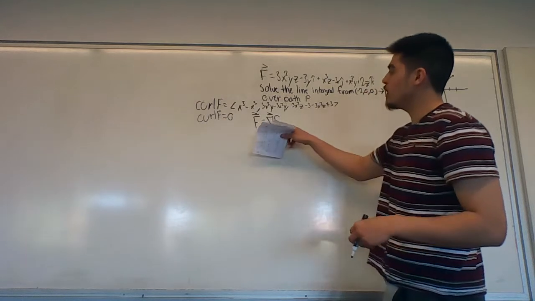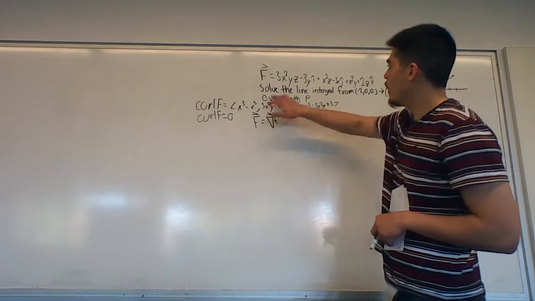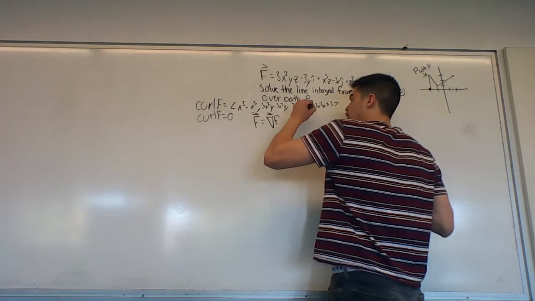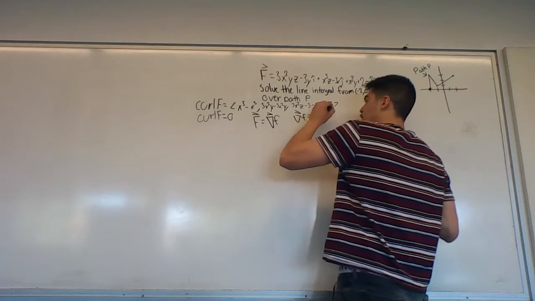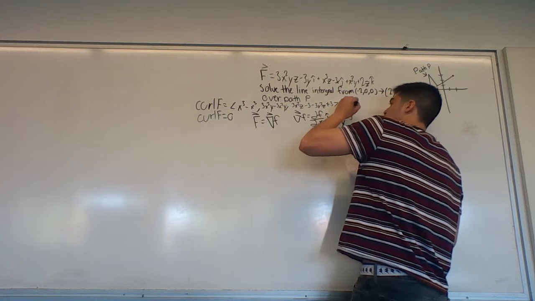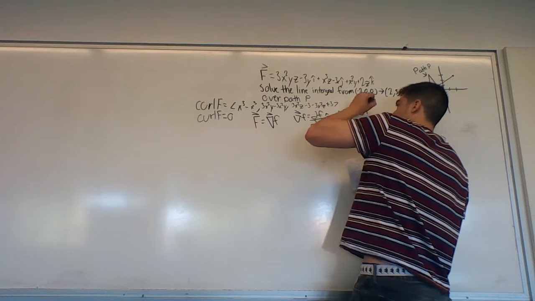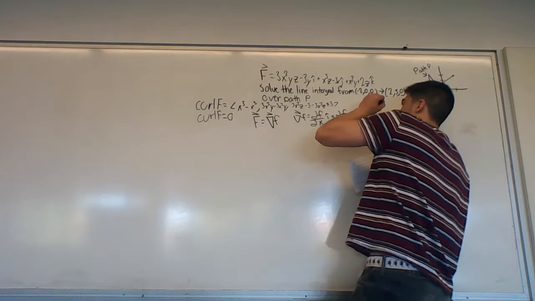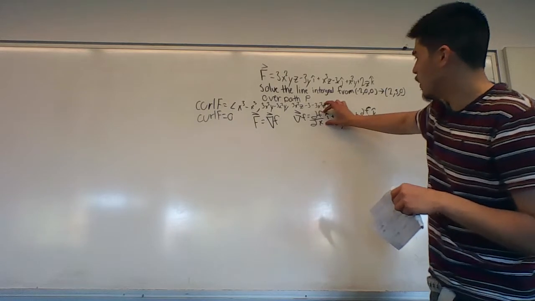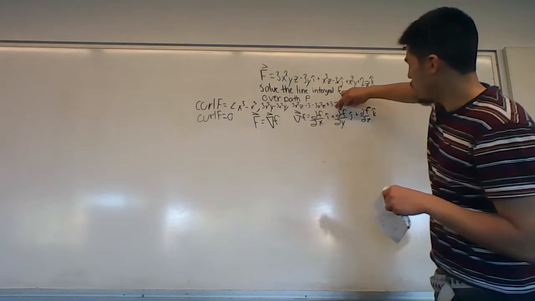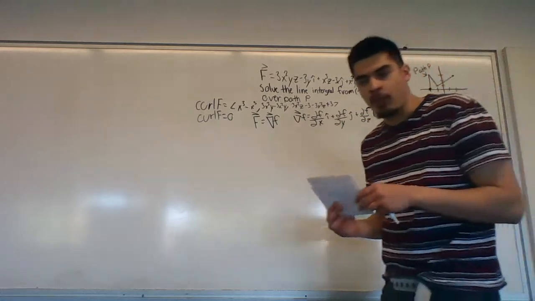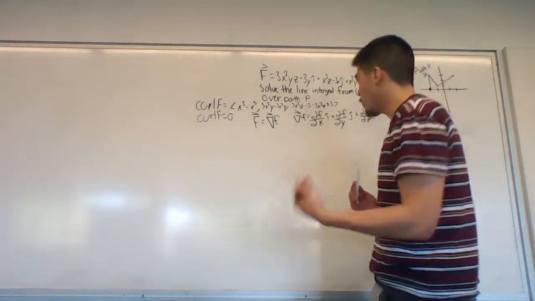So one way of solving this is by noticing that since this is true, the gradient of f must equal this. And the gradient of f is equal to the partial of f with respect to x i hat plus the partial with respect to y j hat plus the partial with respect to z k hat. So we have these three equations, which means this partial with respect to x must equal this first term right here, this partial with respect to y must equal this second term, and this partial with respect to z must equal this third term. If we take the antiderivative of each one, we are able to solve for little f.